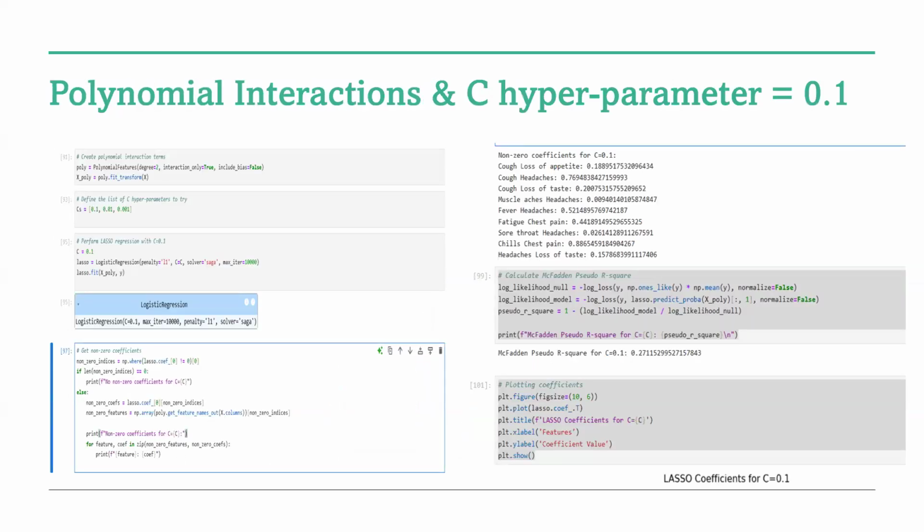Polynomial interactions. We create interaction terms using a polynomial function. This means looking at combinations of symptoms to see how they jointly influence the likelihood of testing positive. Running lasso logistic regression for C 0.1. Look for symptoms or combinations of symptoms that have non-zero coefficients. This means they are significant in predicting COVID-19 positivity. And then calculate the McFadden pseudo-R-square, a measure of how well our model is performing.